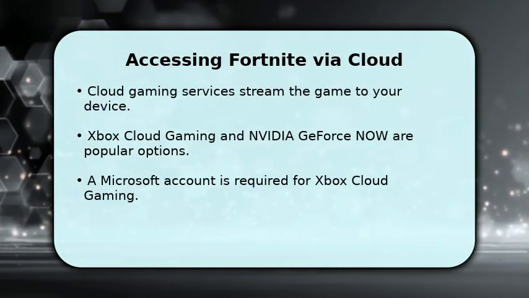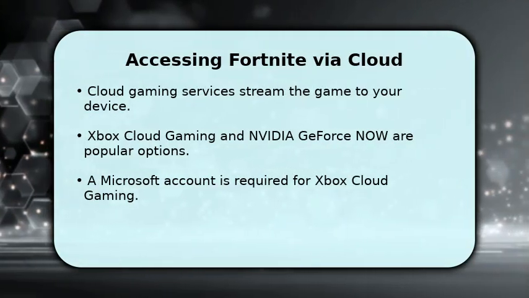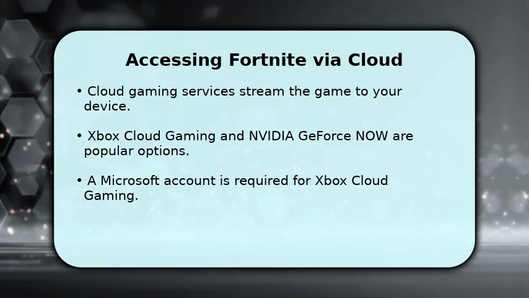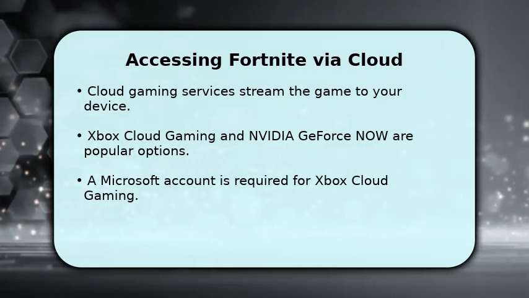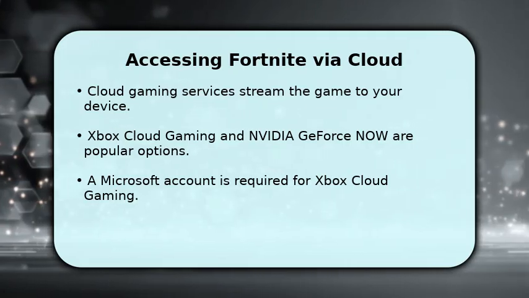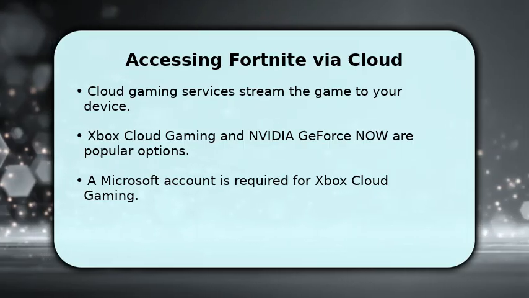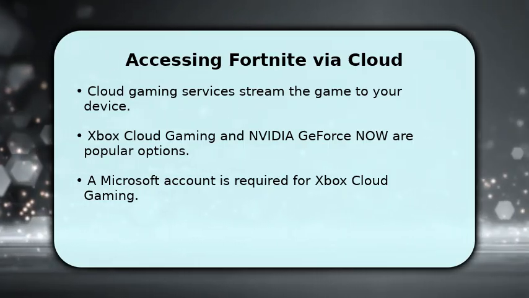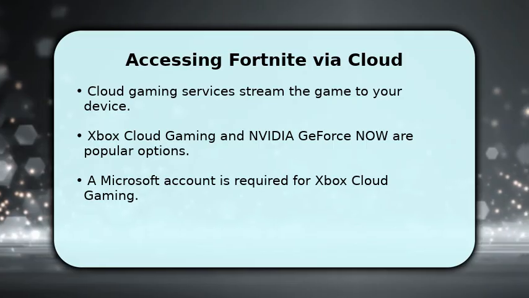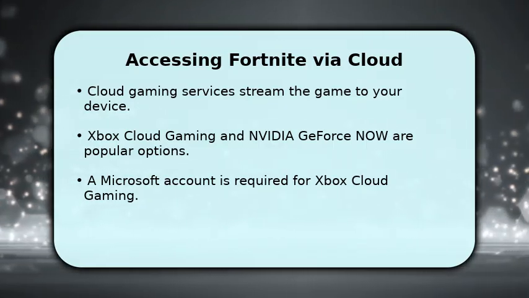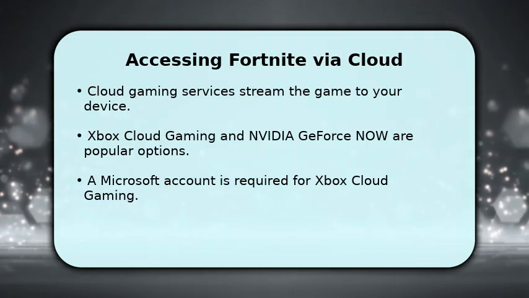To play Fortnite on mobile, especially if it's not natively available, cloud gaming is your best bet. Services like Xbox Cloud Gaming and NVIDIA GeForce Now allow you to stream the game directly to your phone or tablet. You'll need a stable internet connection, preferably 5 GHz Wi-Fi, for optimal performance. Simply sign up for an account, link it if necessary, and you can start playing without a large download.